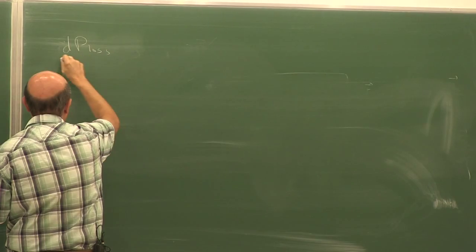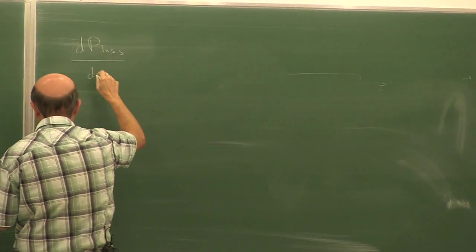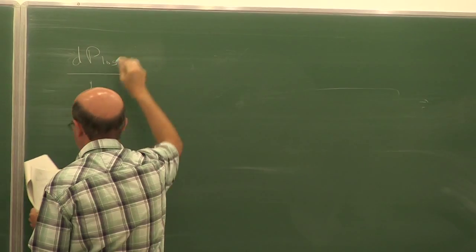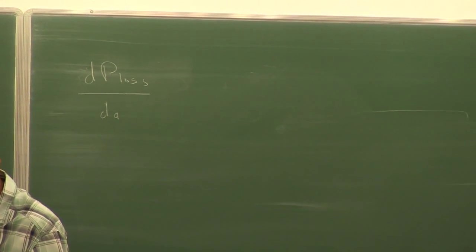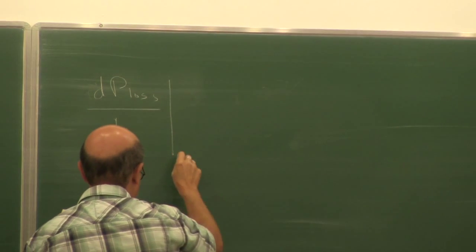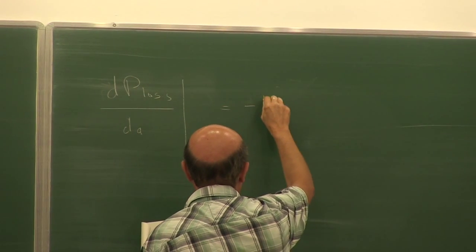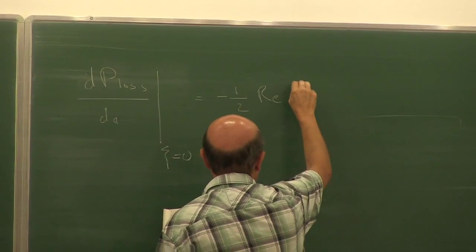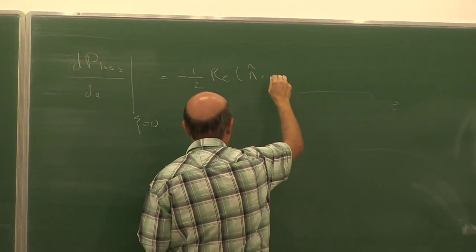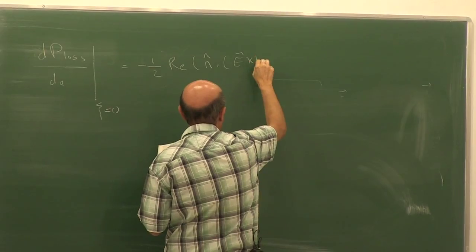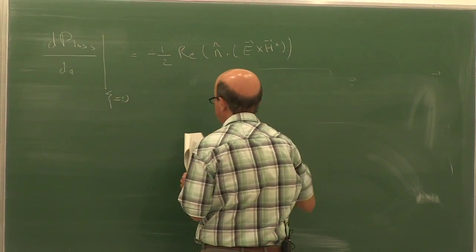So these depend on psi, and we can calculate the power loss, or absorbed power, at the surface of the conductor as 1 over 2 real part of n dot E cross H complex conjugate.